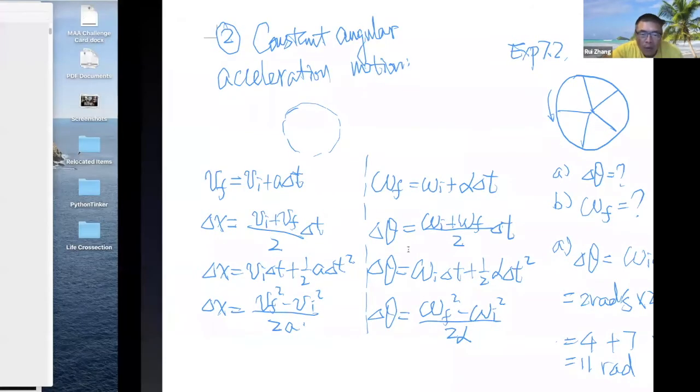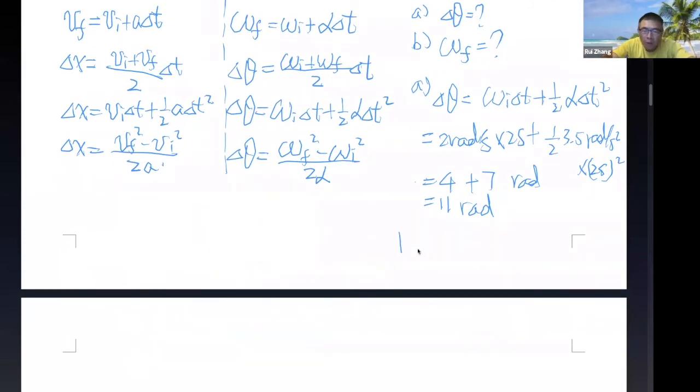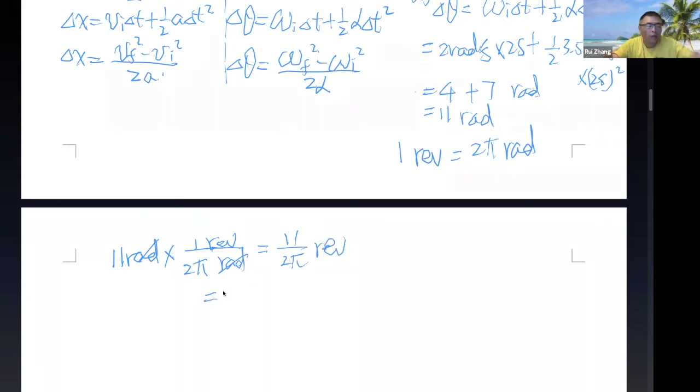Now it also asks you to give the answer in revolutions. The reason for that is that revolution is a little more intuitive. Certainly 1 revolution means one circle, which means 2 pi radian, because 1 circle is 2 pi radian. So you have 11 radian here, and you can easily convert it. 11 radian times 1 revolution per 2 pi radian, so 11 divided by 2 pi is your revolution. You can do the calculation, 11 divided by 6.28, which is about 1.75 revolution. So that certainly is more intuitive. You see that during these 2 seconds, the wheel finished a full turn and then another 3/4.